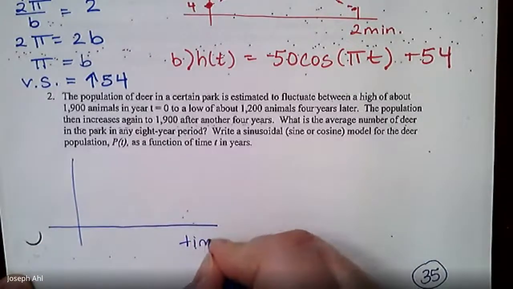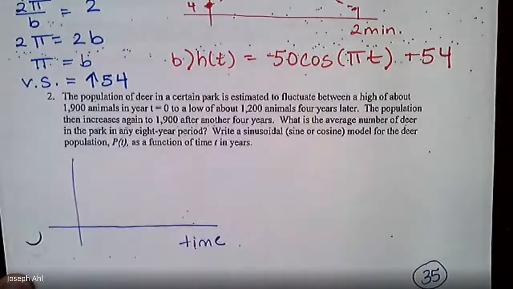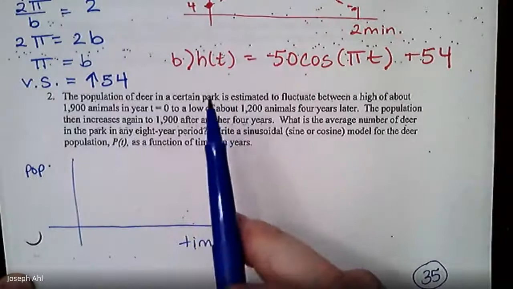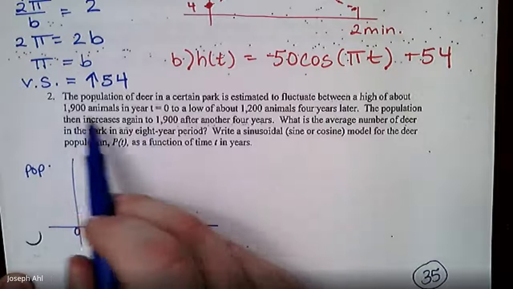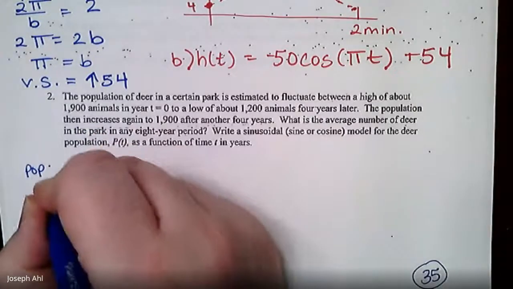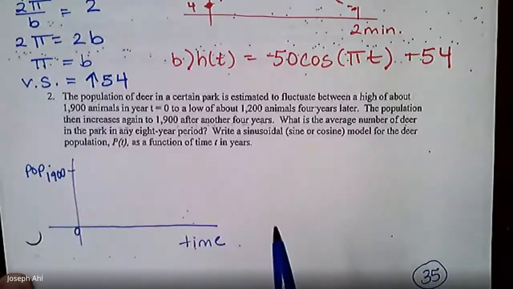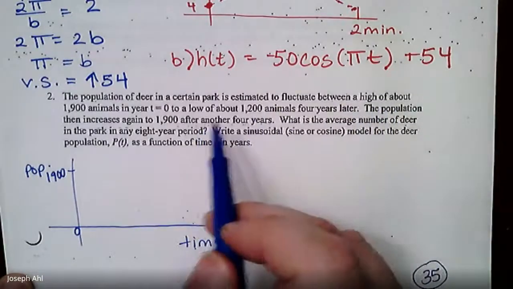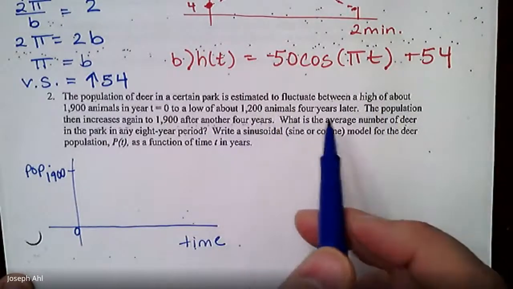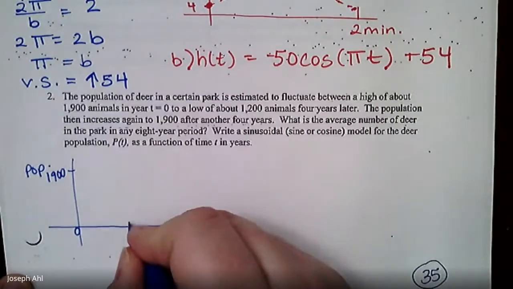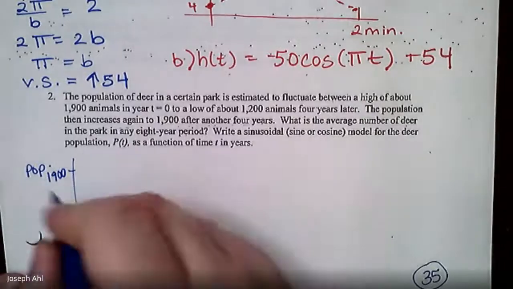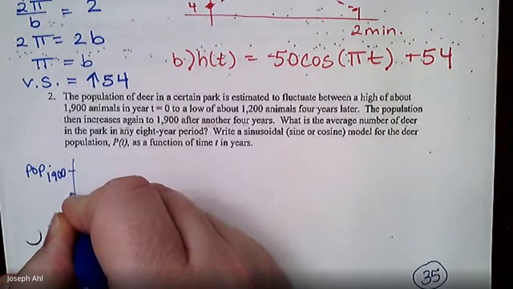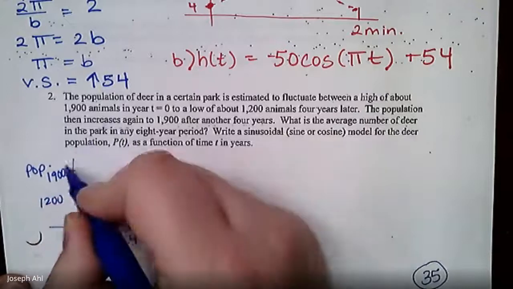We've got time is still our x-axis, as it was before, but now the y-axis is the population of deer. It seems like we're starting at t equals 0, right here, at its highest population of 1,900. And if we keep reading, we know that 1,200 animals are there 4 years later. So when I put time equals 4 there, we bring this down to 1,200.